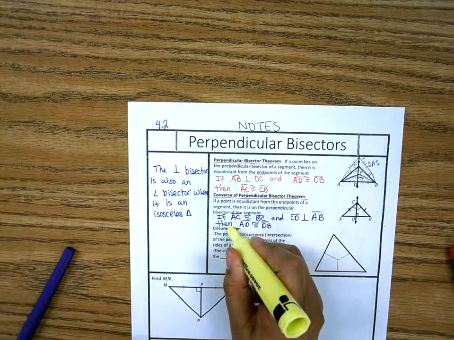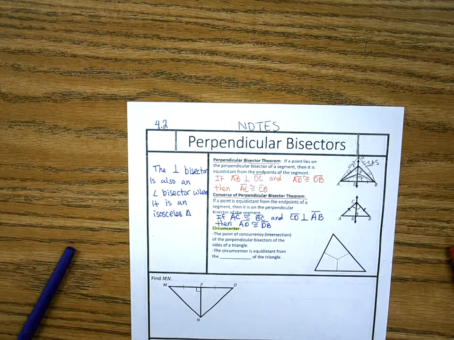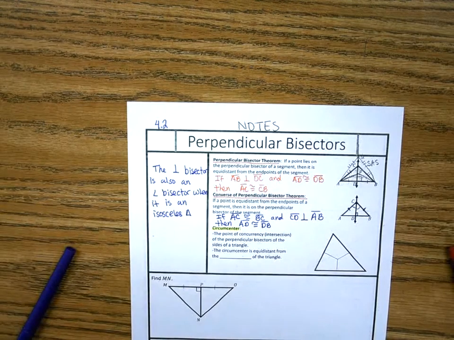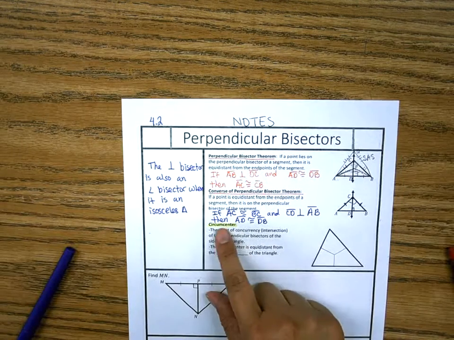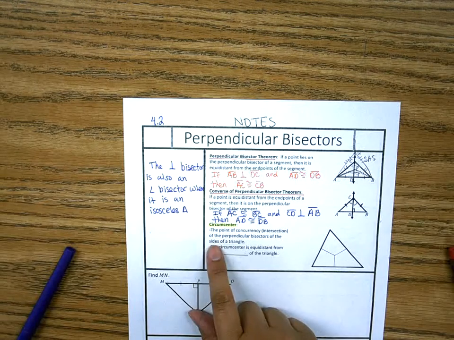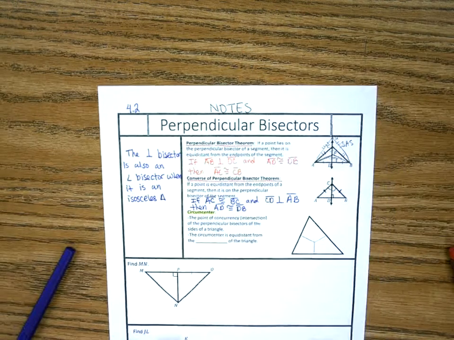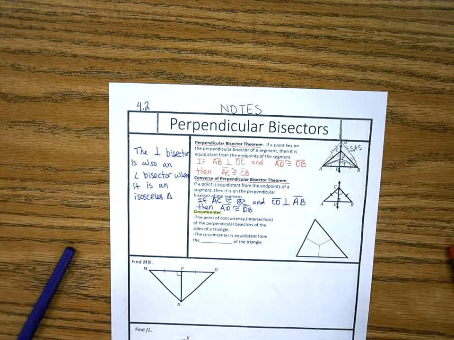Okay, next piece that is also on the test is called the circumcenter. The circumcenter of a triangle is the point of concurrency, which is the intersection of the perpendicular bisectors of the sides of a triangle. I'm going to read that again. Starting over, circumcenter is the point of concurrency of the perpendicular bisectors of the sides of a triangle.